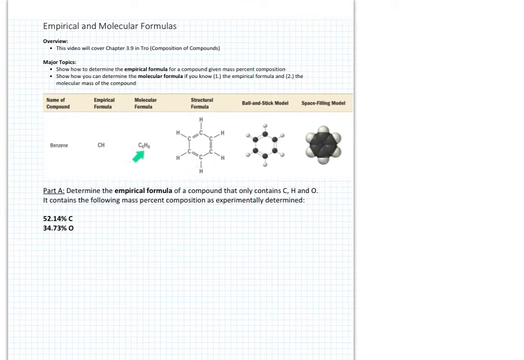That's the molecular formula. The empirical formula is when you divide through by a common factor. So if we were to divide through by 6, we'd end up with a formula of CH. That's the empirical formula. Now you might ask, why would you use the empirical formula, or why is that necessary?